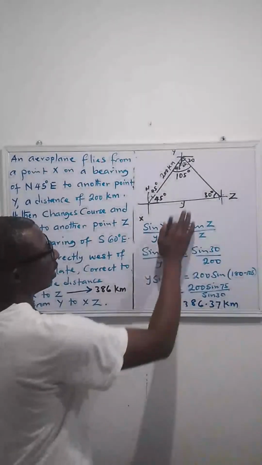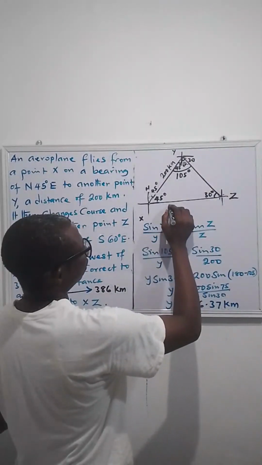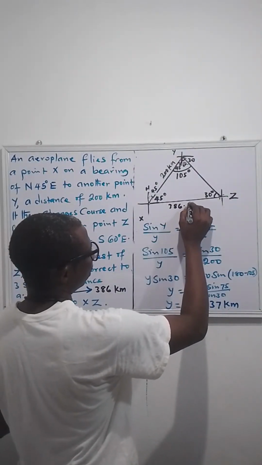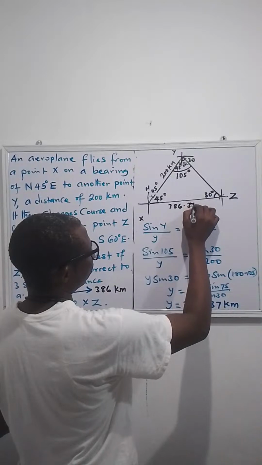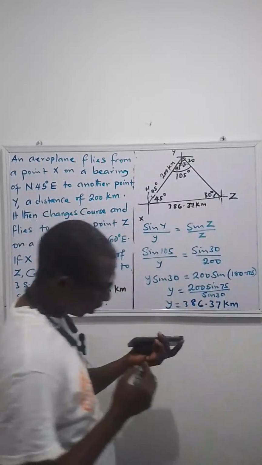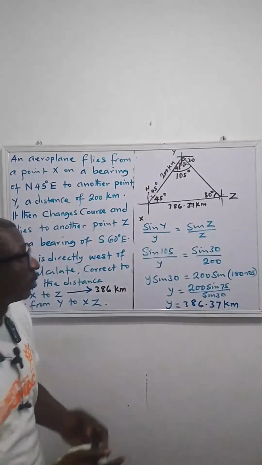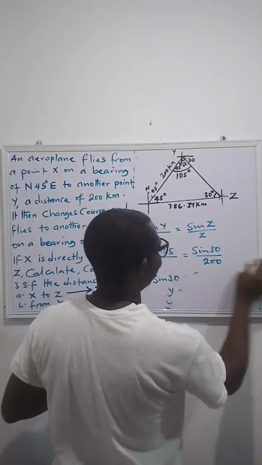So that means this side now is 386.37 kilometers. Okay, so that's the first part of the question. Now, can we look at the second part of the question? Let's see what we have for that.